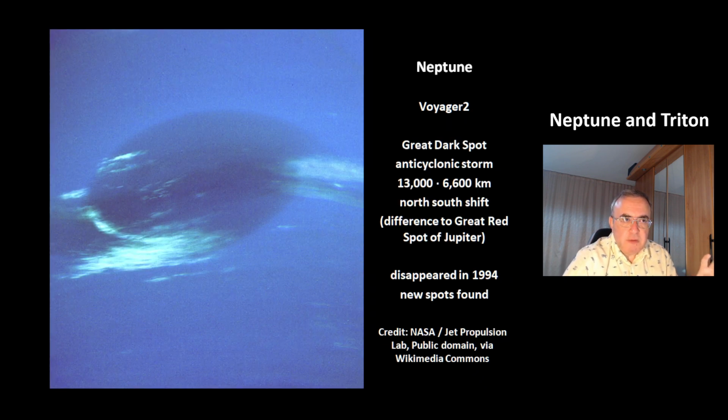This is a closer picture of the great dark spot of planet Neptune. It is an anticyclonic storm with a size of 13,000 by 6,600 kilometers. And this spot shifted from north to the south. That's the difference of this great dark spot compared to the great red spot of Jupiter. This spot disappeared in 1994, but new spots were found.